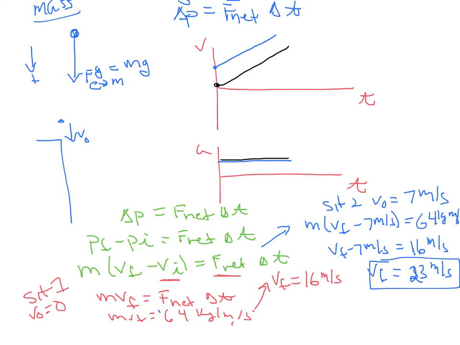So what we conclude here is that the delta P in this situation doesn't change. It stays 64 kilogram meters per second. But what does change is the final velocity of these two things. Okay? So the difference in the velocities remains the same, but the final velocity changes as a result of throwing the ball downward.